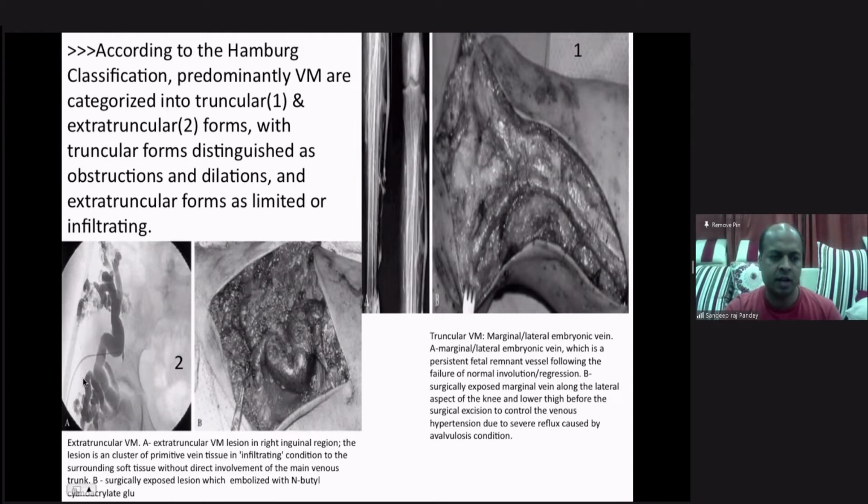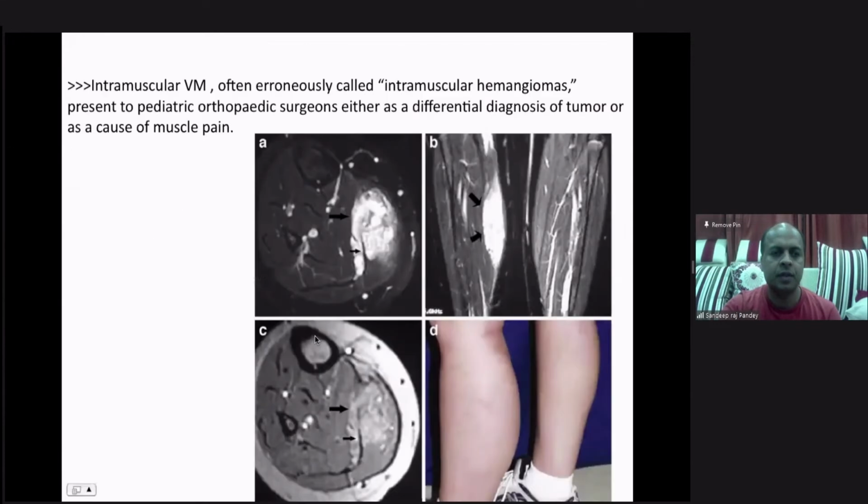This is the type 2 extratruncular venous malformation with the lesion in the right angular region. The lesion is a cluster of primitive vein tissue infiltrating the surrounding subcutaneous tissue without direct involvement of the main venous trunks. Mainly the surgically exposed lesion was treated with N-butyl cyanoacrylate, NBCA glue.